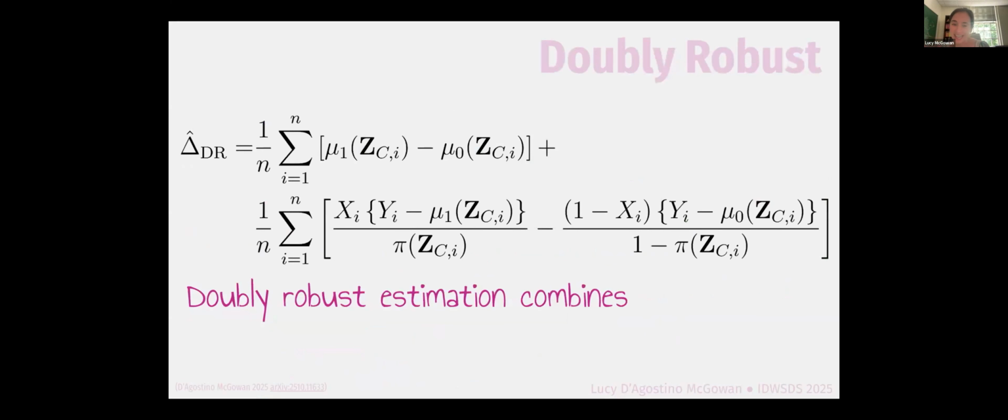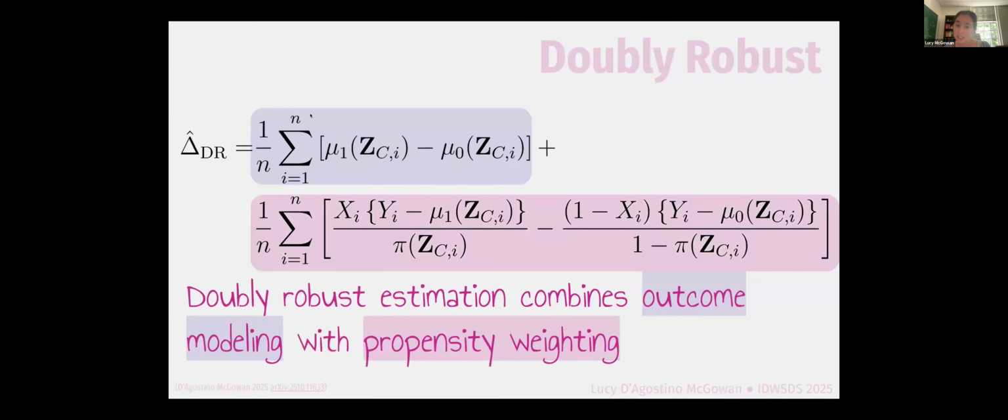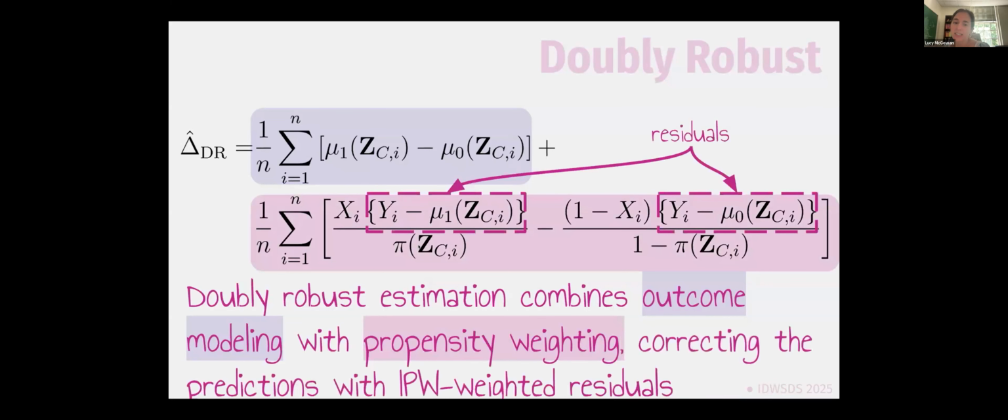Okay, so doubly robust estimation, if you were able to internalize those equations that I just showed you, maybe it will be obvious what I'm about to say, but basically it's combining these two. It combines that outcome modeling, so this looks exactly like that G formula that I just showed, and the propensity score weighting. This looks almost exactly like the IPW estimate, except now instead of just having Y, we have the residuals from our outcome models.